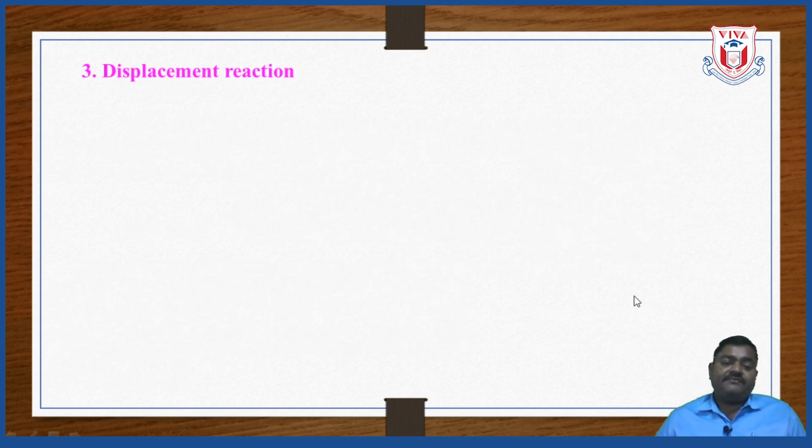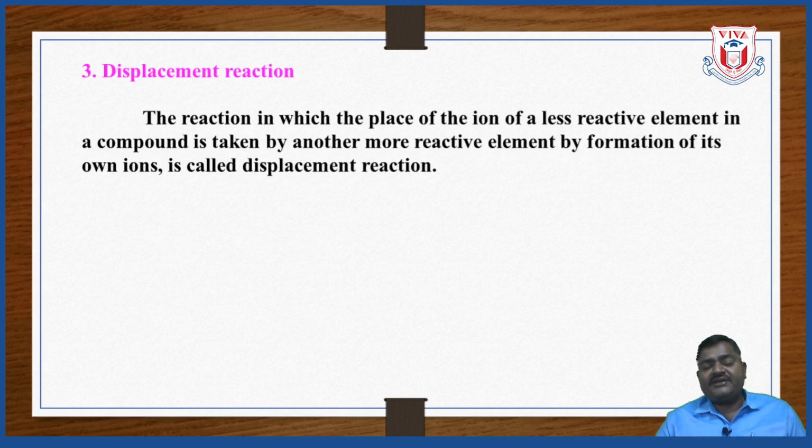Third type of reaction, that is displacement reaction. Displacement reaction, Vistapan Abhikriya. In this type of reaction, the reaction in which the place of ion of less reactive element in a compound is taken by another more reactive element by the formation of own ion is called displacement reaction. ह्याच्यामध्ये काय आहे की एक लेस रिॲक्टिव्ह आयन आहे आणि एक मोर रिॲक्टिव्ह आयन आहे. तर मोर रिॲक्टिव्ह आयन लेस रिॲक्टिव्ह आयनला डिस्प्लेस करतो आणि त्याचा स्वतःचा आयन तयार करतो, त्याला म्हणायचं डिस्प्लेसमेंट रिॲक्शन.